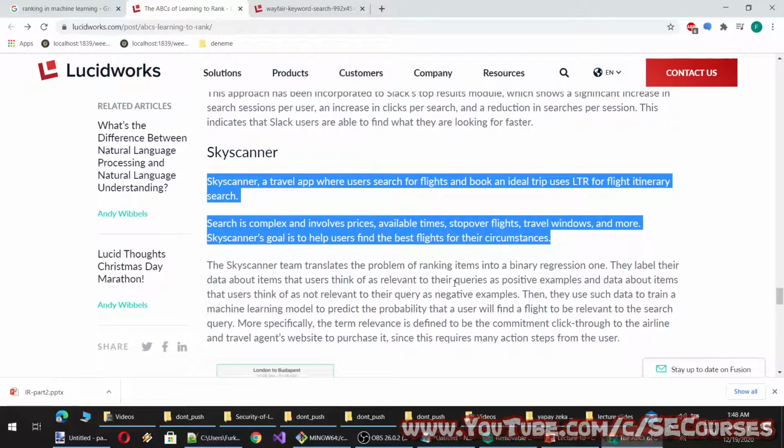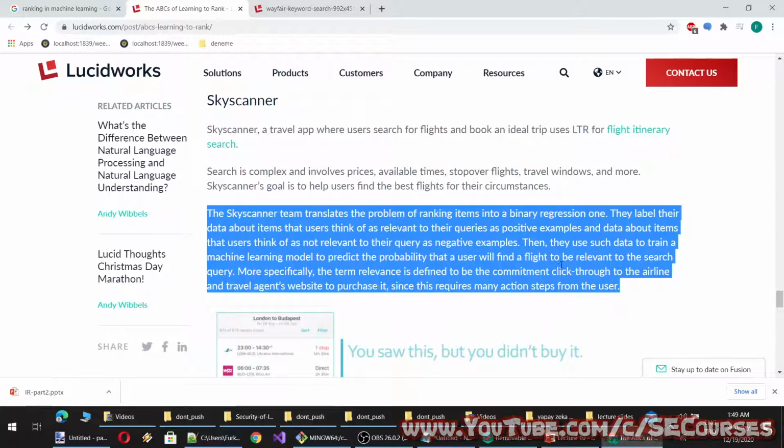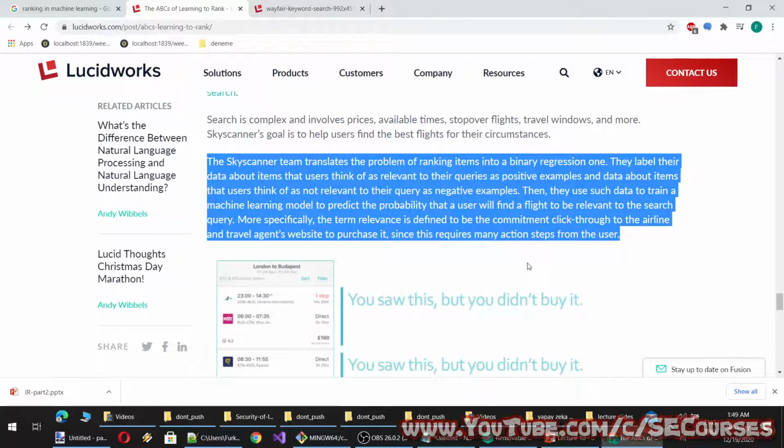Skyscanner, a travel app where users search for flights and book an ideal trip, uses LTR for flight itinerary search. Search is complex and involves prices, available times, stopover flights, travel windows, and more. Skyscanner's goal is to help users find the best flights for their circumstances. The Skyscanner team translates the problem of ranking items into a binary regression problem. They label their data about items that users think of as relevant to their queries as positive examples and data about items that users think of as not relevant to their query as negative examples. Then, they use such data to train a machine learning model to predict the probability that a user will find a flight to be relevant to the search query.